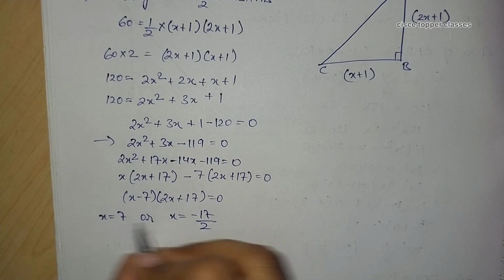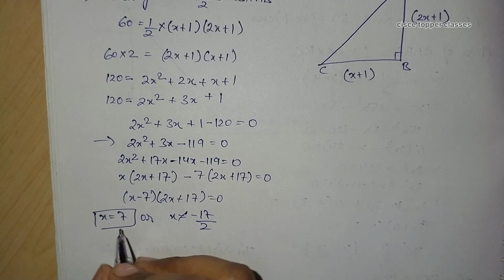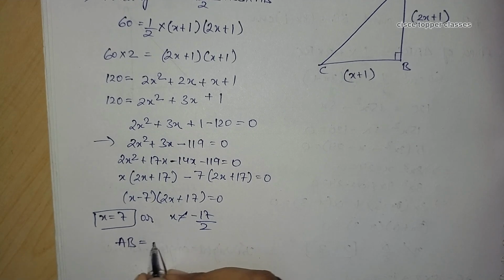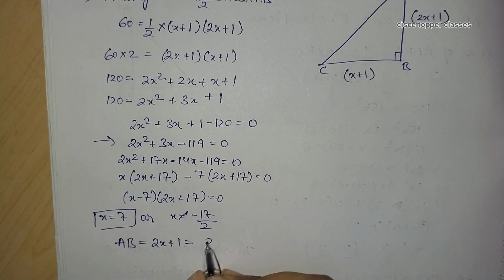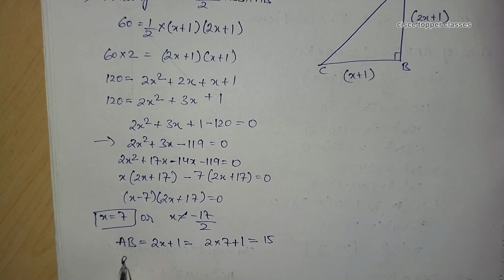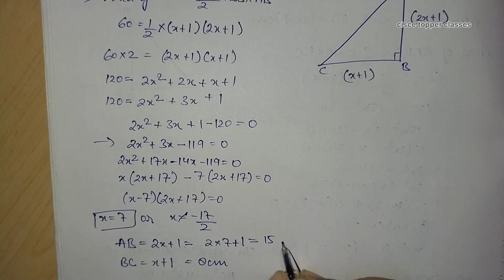This is not possible, so we will take x is equal to 7. Now we'll put it in to find AB. AB is 2x plus 1, so 2 into 7 plus 1 is equal to 15, and BC is equal to x plus 1, so this will be 8 centimeter.